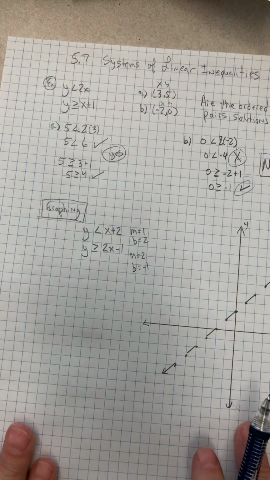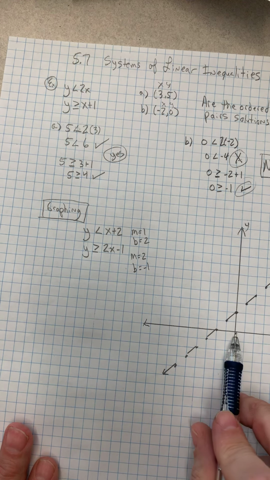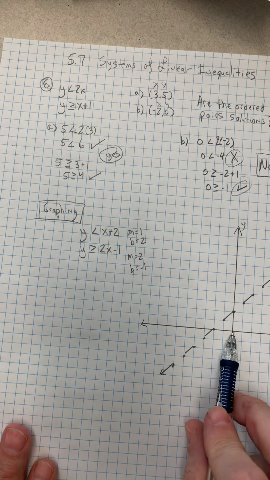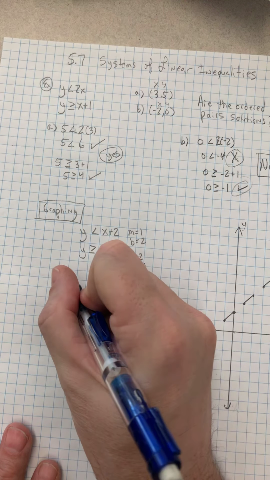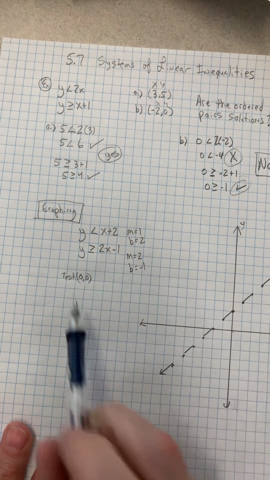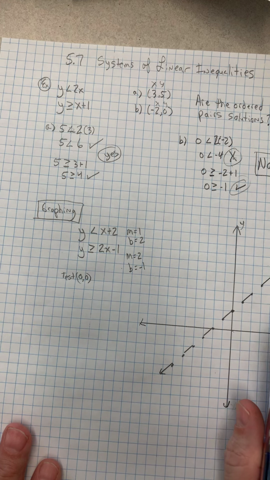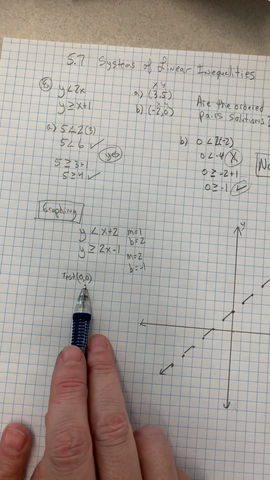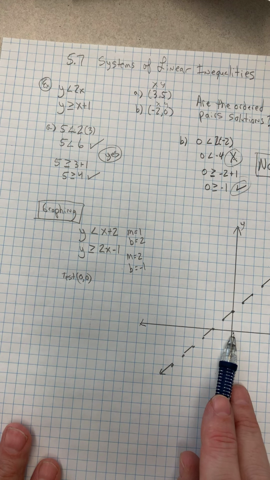If you want to test it, test a point that's not on the line. What's an easy one to test? 0, 0. I'm going to say test 0, 0. I've already determined that because I want y's that are less than this boundary, my shading is going to be below here. But I'm certainly going to test 0, 0 because some of us like to test it, and I still do go back and forth for sure.